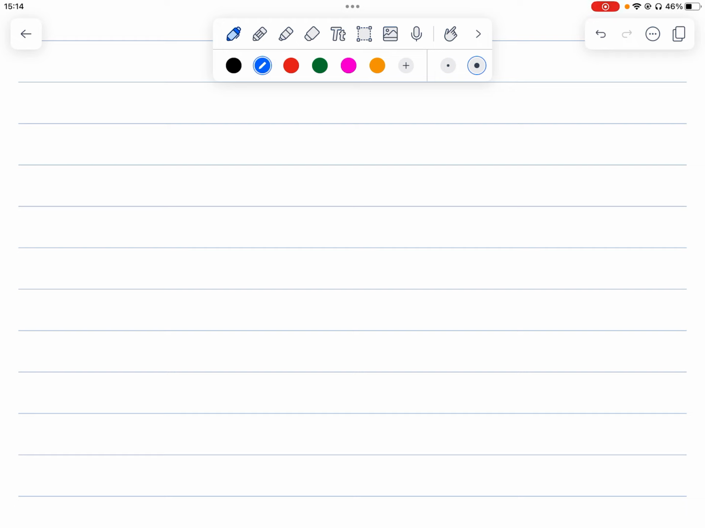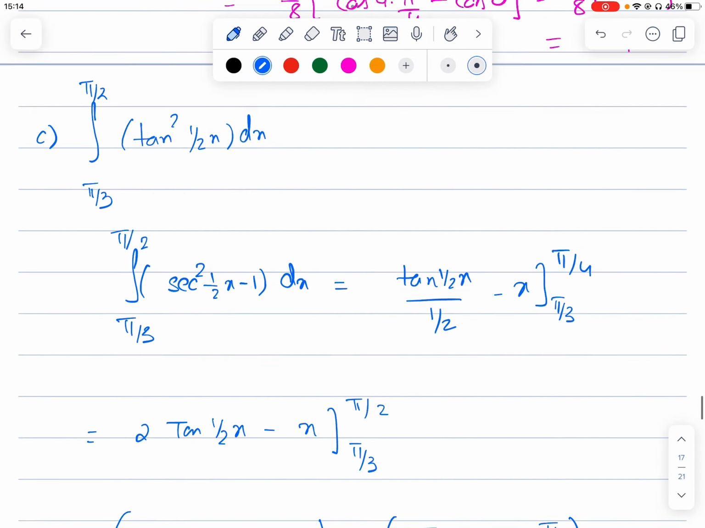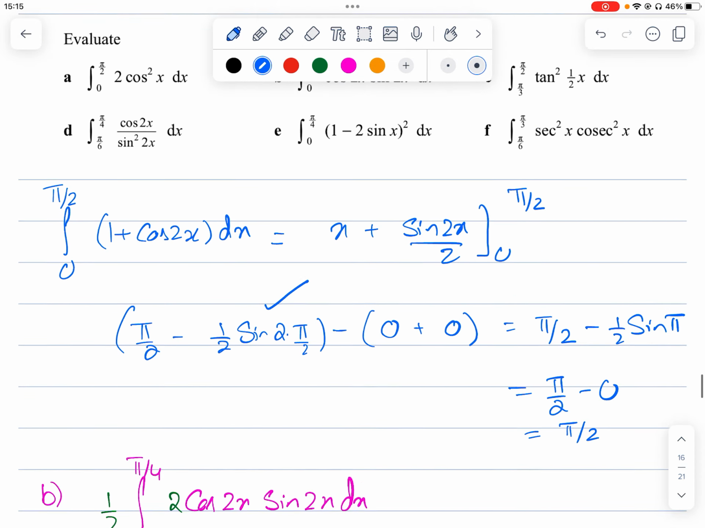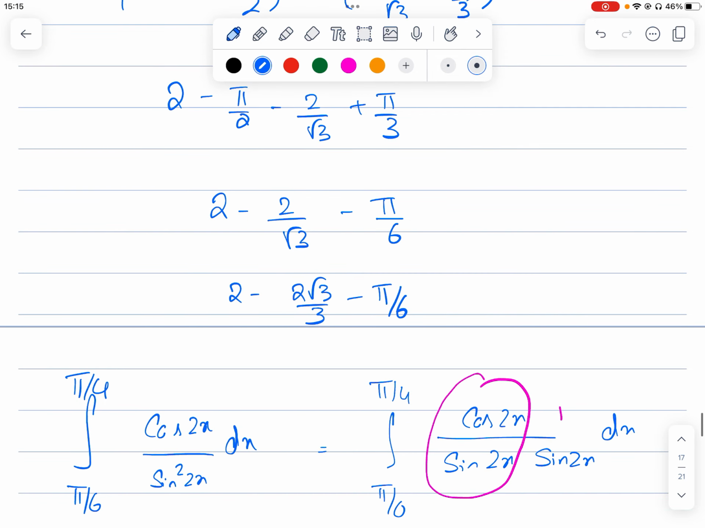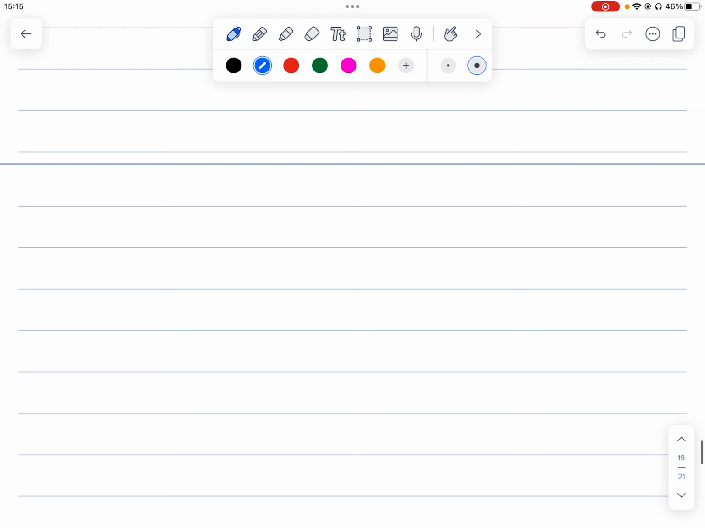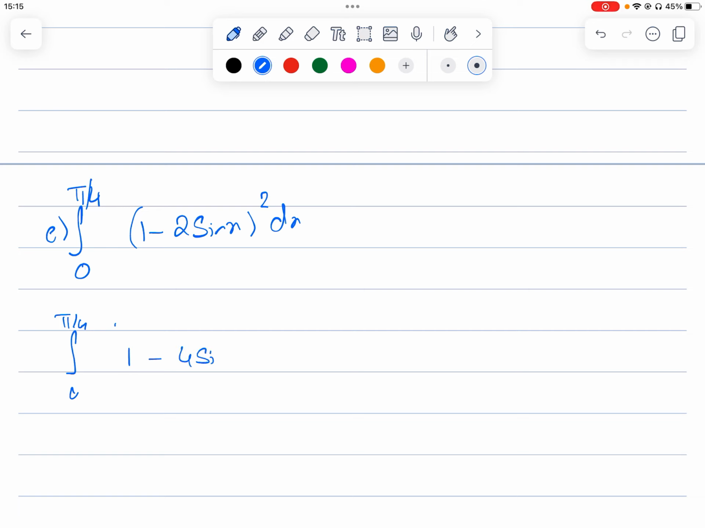Integral of 1 minus 2 sin x whole square. Question number E, 1 minus 2 sin x whole square dx, and the limits are 0 to pi upon 4. So, integral 0 to pi upon 4, 1 minus 4 sin x plus 4 sin square x dx.